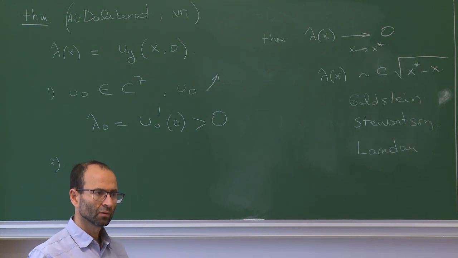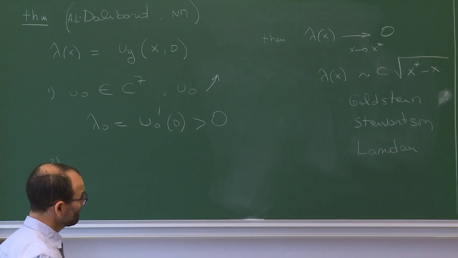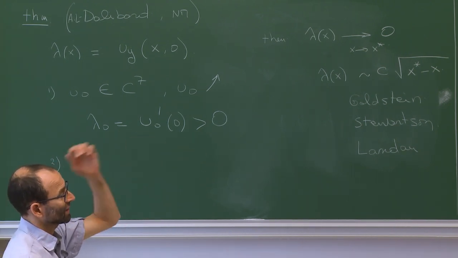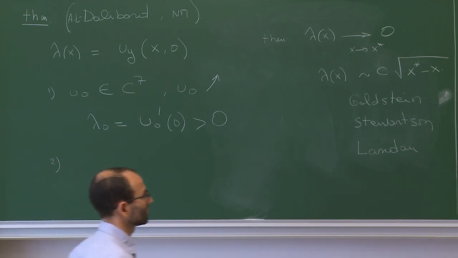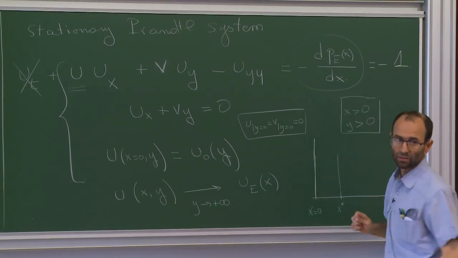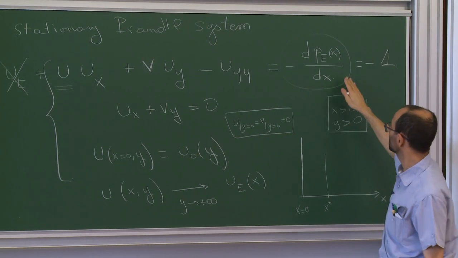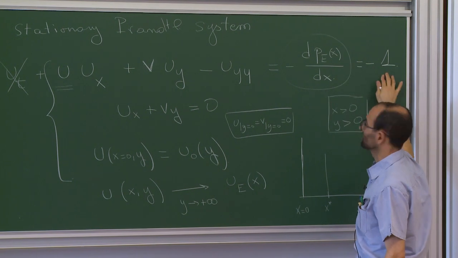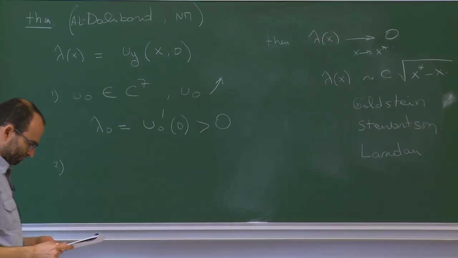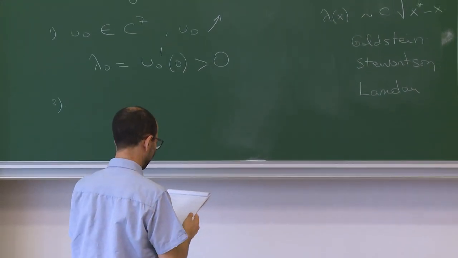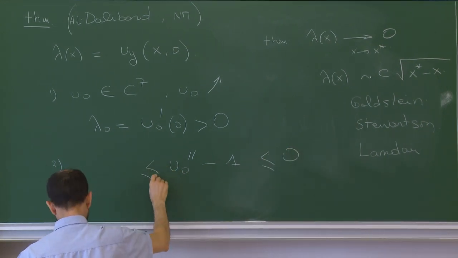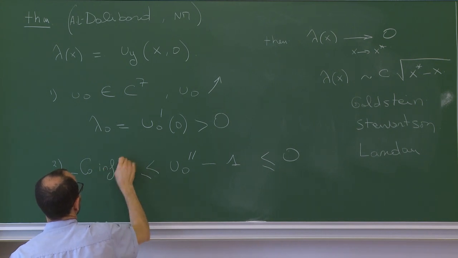So you are saying that lambda zero is small compared to what? Okay, right. It's a good question. It will be small compared to one, and the reason is that I'm going to take the pressure term to be 1. So here in my result, this is equal to minus 1, okay? So I'm already choosing a size here, which is 1. Then lambda 0 will be small compared to that, okay? So then u0 prime prime minus 1, the infimum between y square and 1.